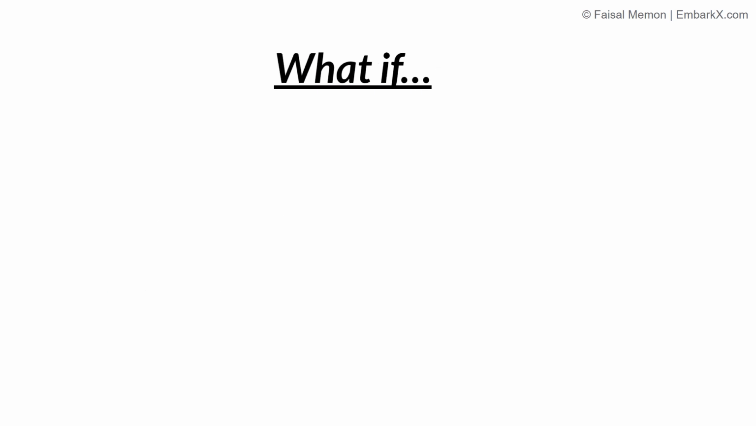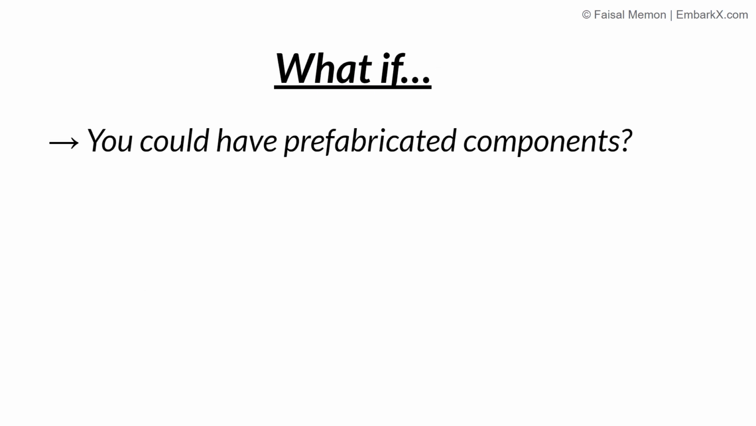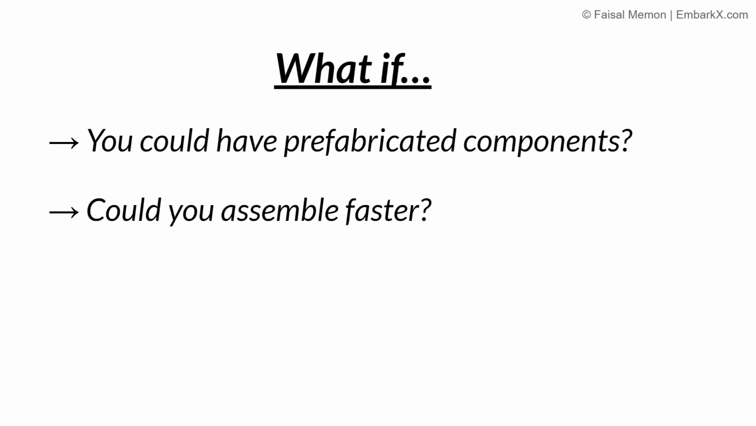So what if I would tell you that you could have some prefabricated components that you could just use and assemble to make a house with fewer errors, a lot faster. By prefabricated components, I mean pre-built walls, doors, windows, and so on. Now, you could assemble these faster.